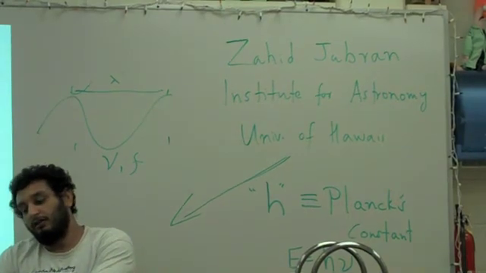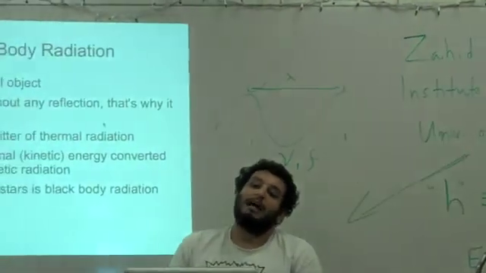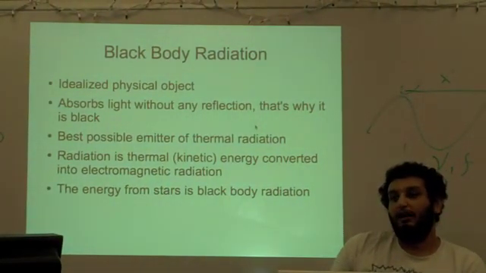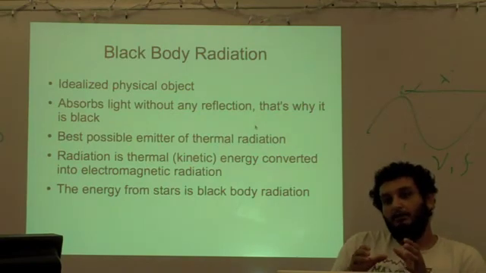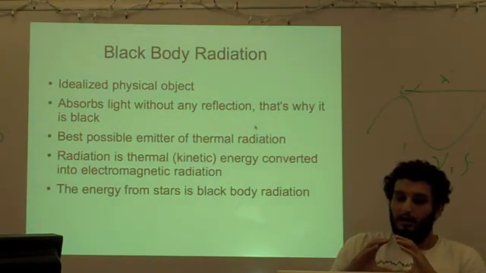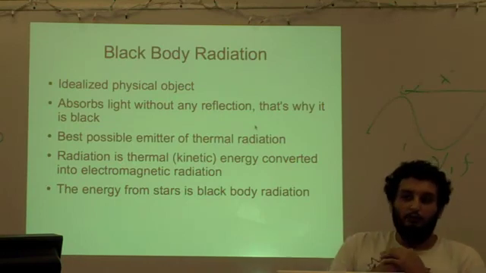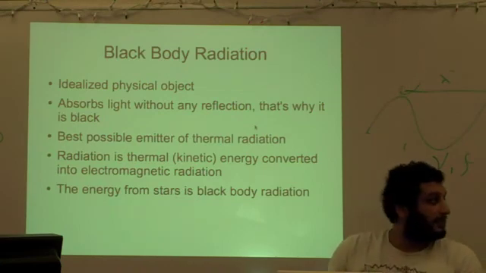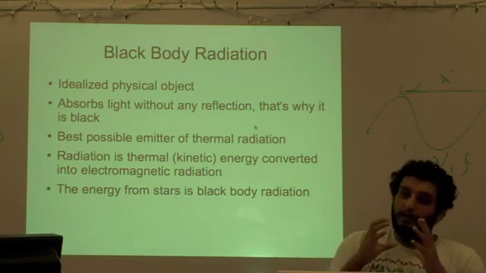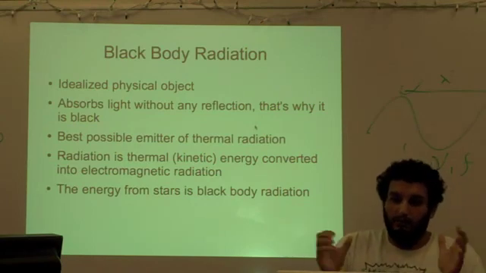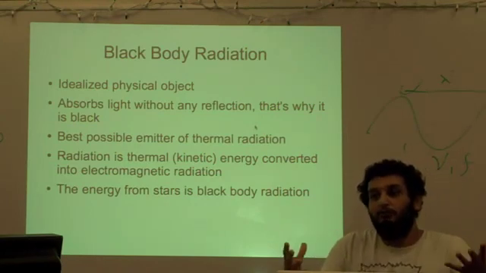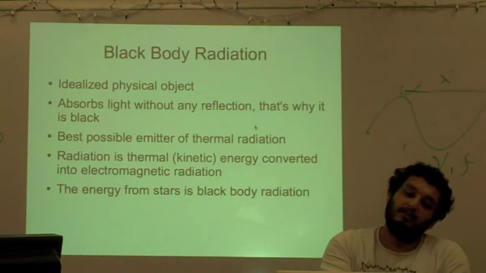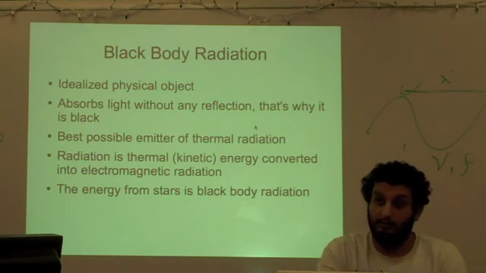So to begin with, we're going to start with what's called black body radiation. What a black body is, it's an idealized physical object. The way people usually describe it is it's an object that absorbs light without reflecting any of the light off of it. That's why it's called black. And in physics, Kirchhoff's law says that if something absorbs light really well, it also emits light really well. And so it's the best possible emitter of thermal radiation as well. The reason we talk about this very idealized case is that it gives us so much information about physical phenomena. It's remarkable.